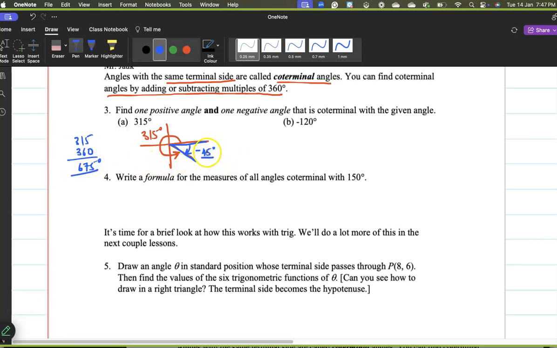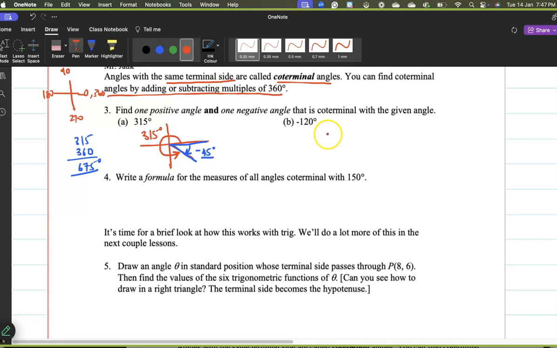So all these are examples of co-terminal angles. There can be several co-terminal angles. So basically you add or subtract multiples of 360. You can also do plus 720. You can go on adding 360 to this. So this is 0, that's 90, that's 180, that's 270, then that's 360, and so on.